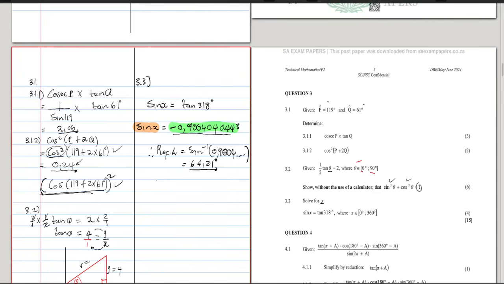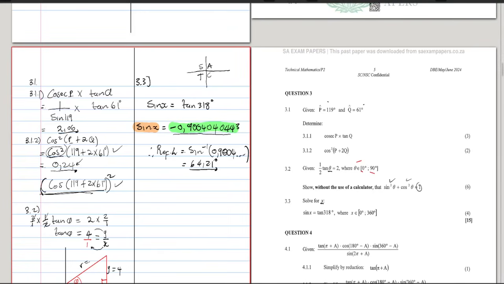Now we're gonna have solutions in two parts of the CAST diagram, right? So CAST says in the fourth quadrant cos is positive, in the first all of them are positive, in the second sine is only positive, in the third only tan is positive. So we are looking for the part of the graph.